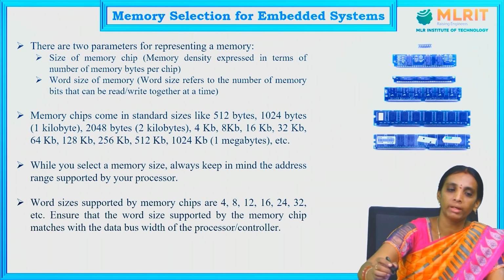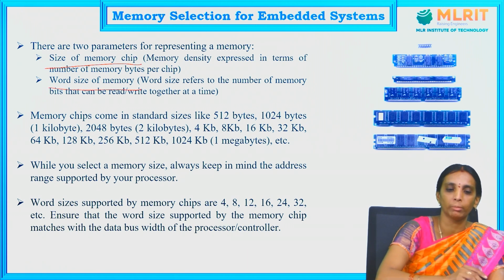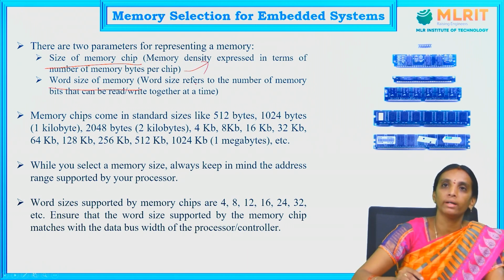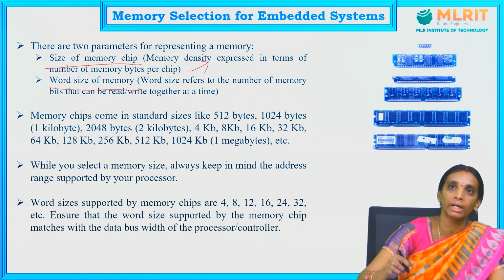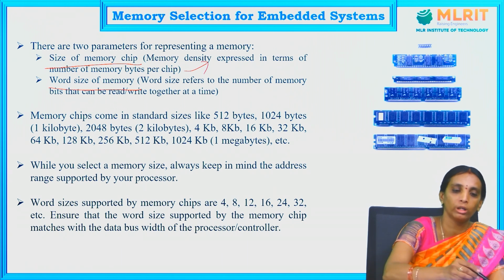So here the memory selection will depend on the size of the memory chip and the word size of the memory. The memory chip size depends on the memory density, or in terms of the number of memory bytes per chip. So how many bytes can be stored in that memory chip? That depends on the size of the memory chip. Then, the word size of the memory.